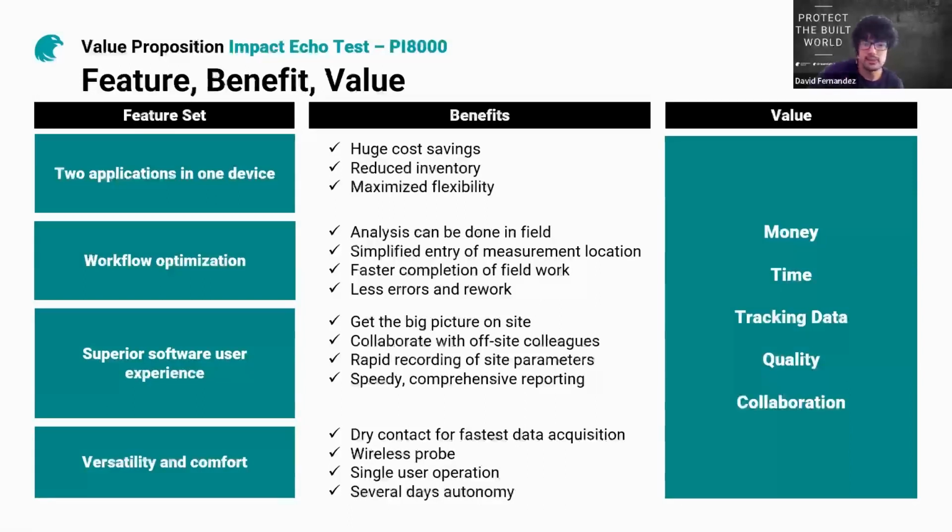And finally, versatility and comfort. I have mentioned it like 3 times already, but we have this dry contact for faster data acquisition. Then, I didn't talk about this, but the sensor is completely wireless. So there are no cables at all. You can connect the sensor with the iPad via Bluetooth, and then you don't need to use any cable. So this is very, very good because you can perform any kind of impact echo test with just one operator. So you only need one man on the site, and you are saving, of course, a lot of money. You don't need to hire 2 people to go to the site.